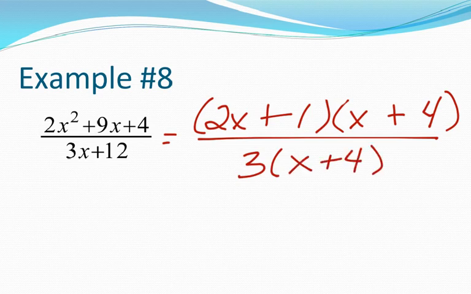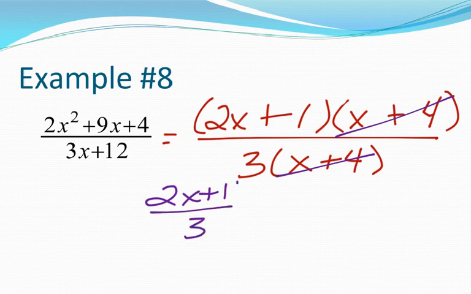And so on the top I've got 2 factors, on the bottom I've got 2 factors. I can cancel this factor with this factor, and I have 2x plus 1 over 3. And that's what I have left.